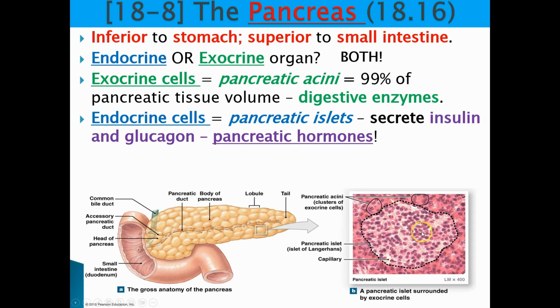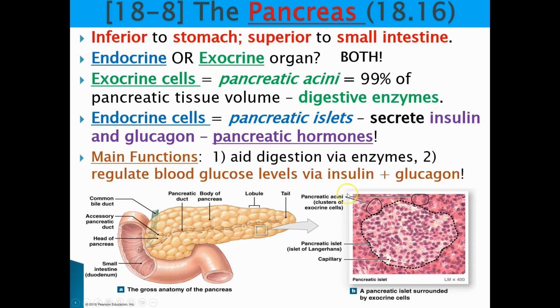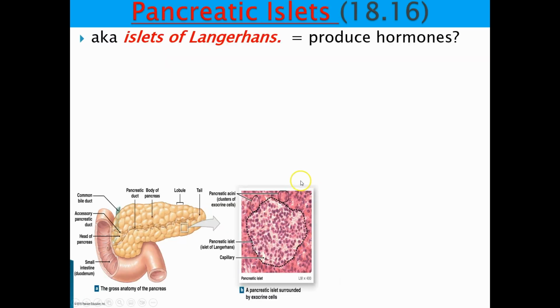And like I've said, this probably isn't the best image of it, but main function of the pancreas, obviously when it comes to digestion, and that's not what we're focused on, but it is to aid digestion via enzymes. That's one of the major functions from a digestive perspective. But number two, and since we're talking endocrine, regulate blood glucose levels using insulin and glucagon. So just think that's the big picture function of the pancreas when it comes to the endocrine system.